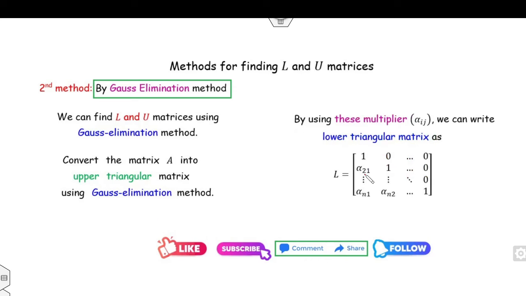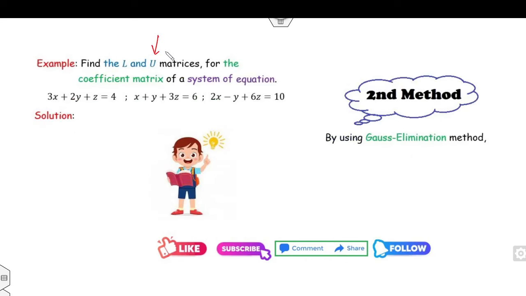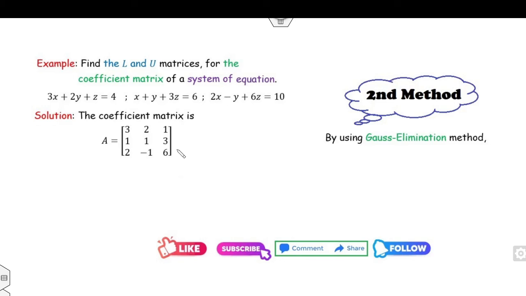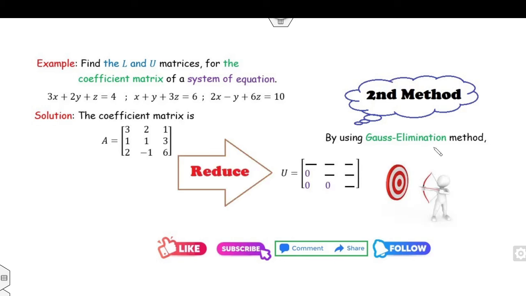So based on the values of alpha ij, I can write the lower triangular matrix. But if you are unable to understand how, I will explain the same example with the help of a numerical example, that is by using Gauss elimination. Now, what is the coefficient matrix? Again, your coefficient matrix is this. Then I can start with the Gauss elimination method.